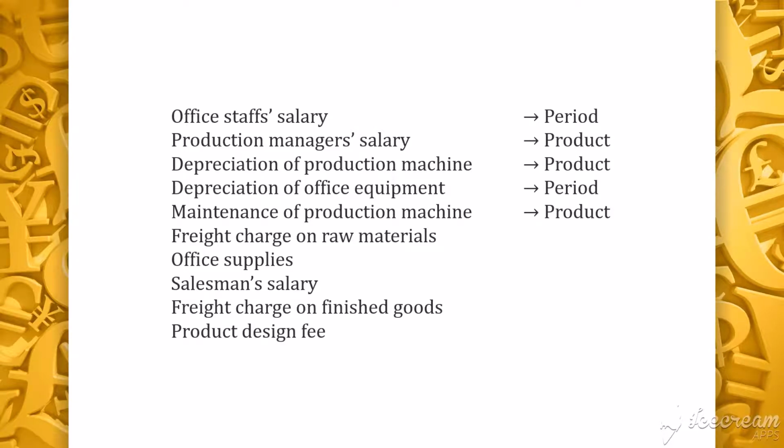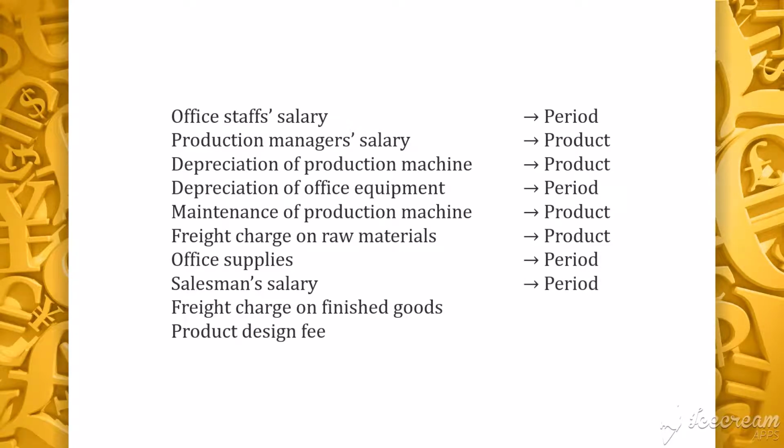Freight charges or delivery charges on raw material is a product cost. This cost is incurred to transport the raw material to the factory so that the production process can start. Strictly speaking, it is part of the production process. Office supply is a period cost, since it is a cost incurred in the office. Salesman's salary, are salesmen involved in the production process? No, so their salary is a period cost.